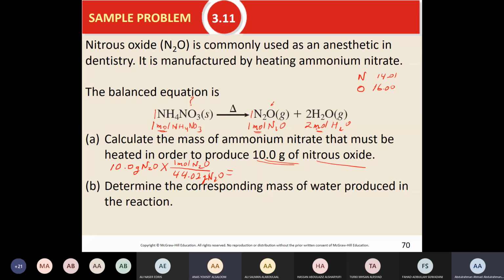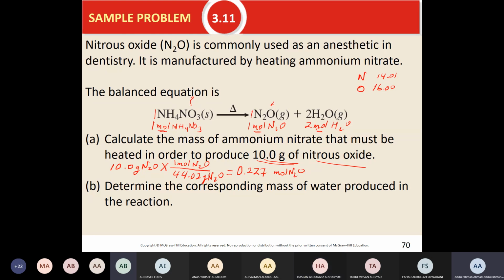Uh, 440.2. No, 0.2. Must be 0. 0 point what? 0.227 mole of N2O, right?